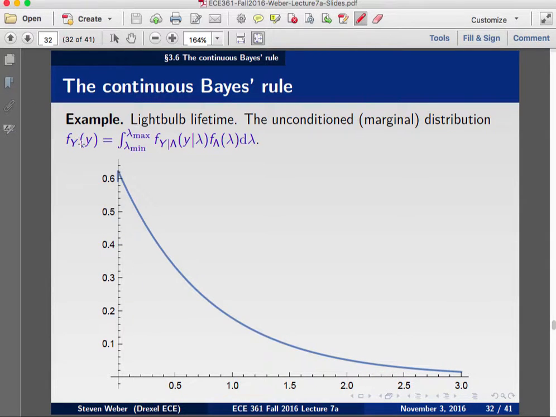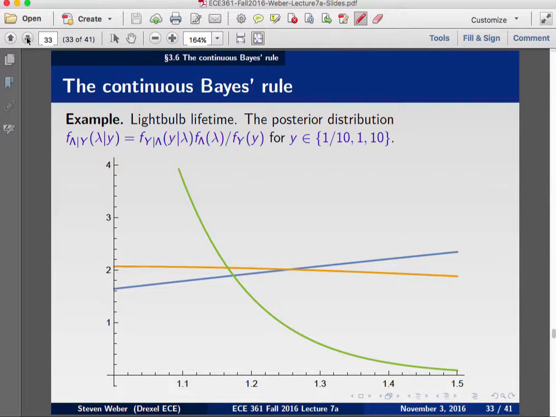This is the marginal distribution for y obtained by the total probability theorem, integrating over all possible values of lambda, weighting them by their suitable probabilities. And this is the distribution that results. This is to be thought of as a mixture of all possible exponential distributions, each one weighted by the corresponding uniform probability.